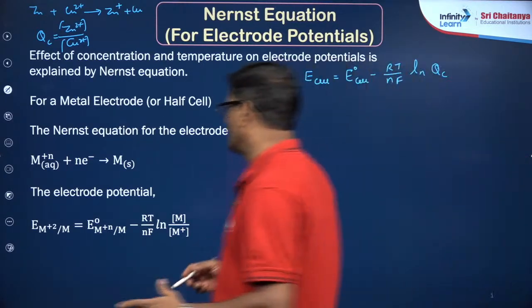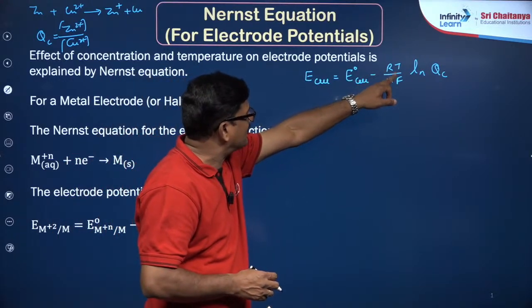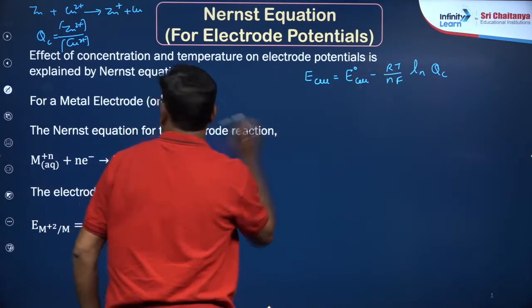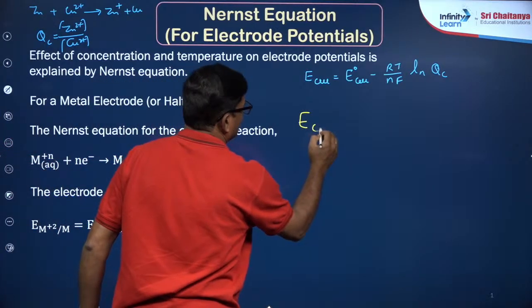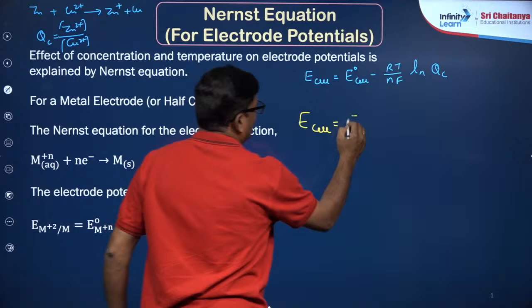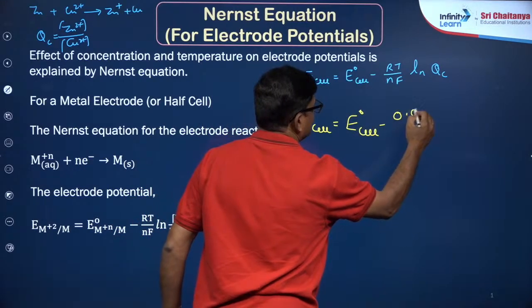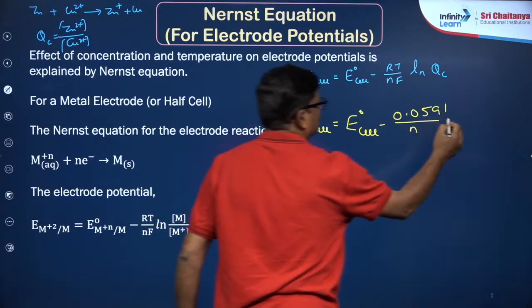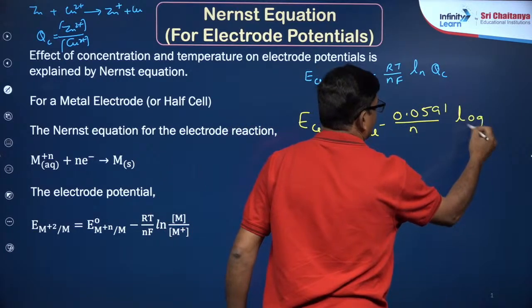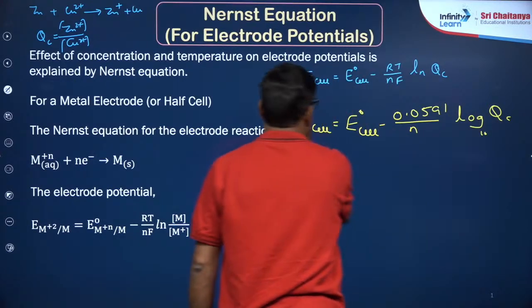Okay, let's go. So, if you take R value as a constant, T value as a constant, F value as a constant, E cell is written as E naught cell minus 0.0591 by N log to the base 10 of QC.